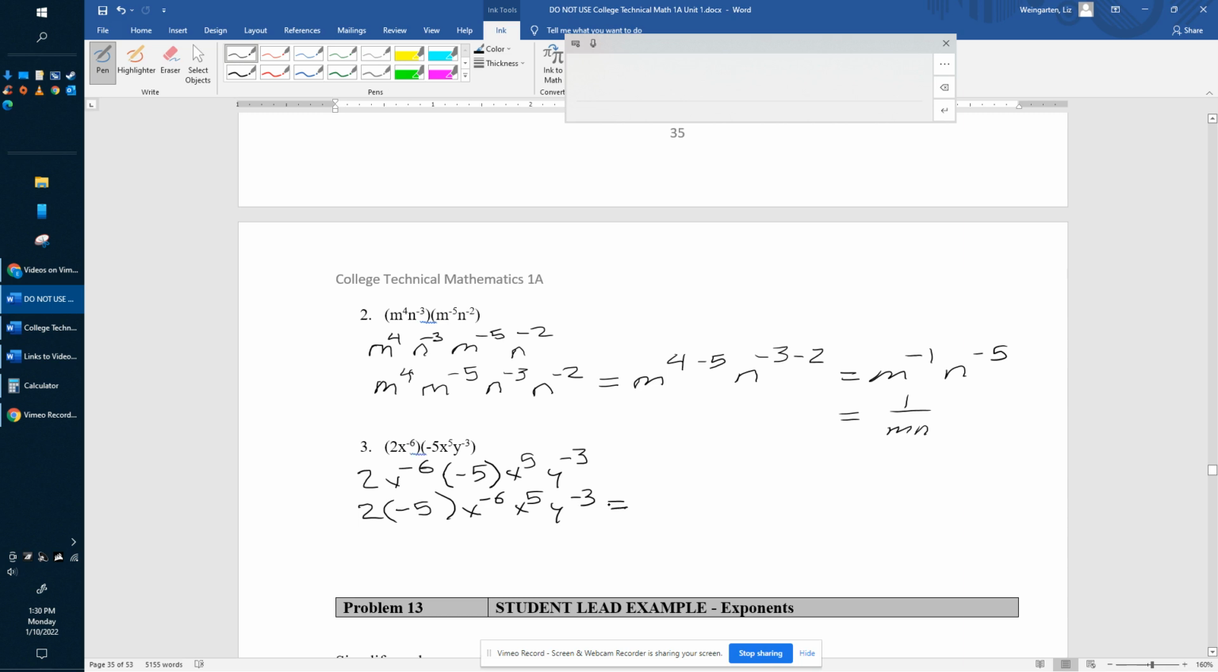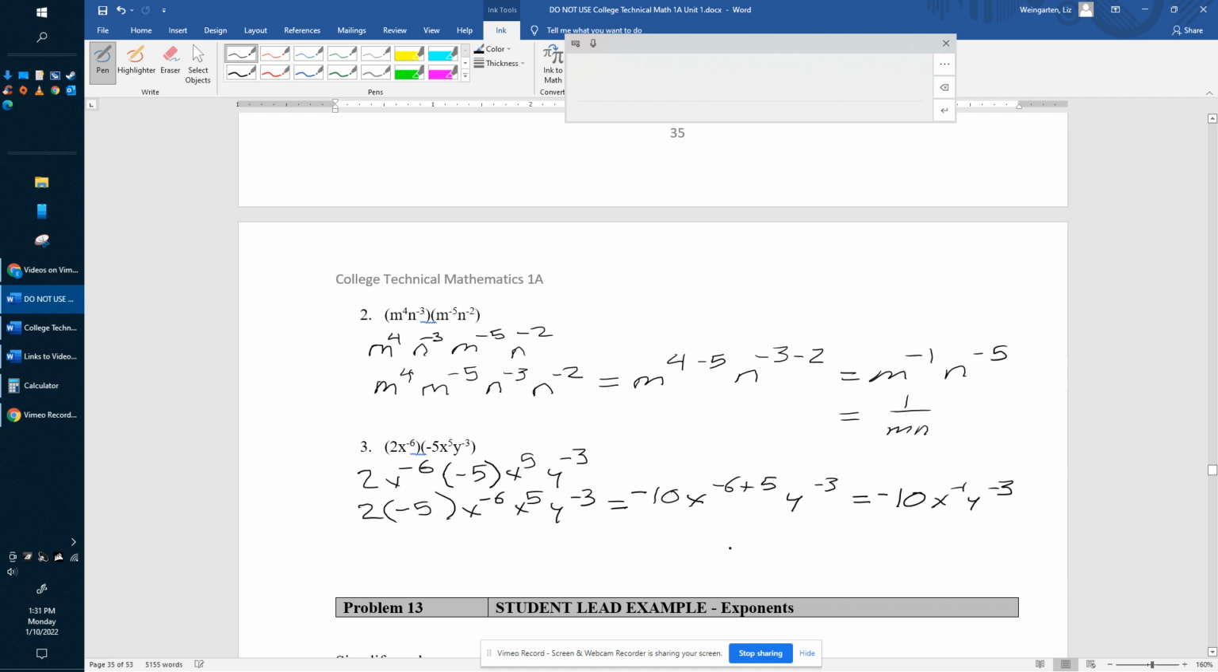Now remember, we're multiplying here. So we're going to be multiplying our constants together. Don't get mixed up thinking that you're going to be adding them together because you're adding exponents. That's a common mistake. So let's take a look. 2 times negative 5 is going to be negative 10. x to the negative 6 plus 5, y to the negative 3. Simplifying further, we have negative 10, x to the negative 1, y to the negative 3.